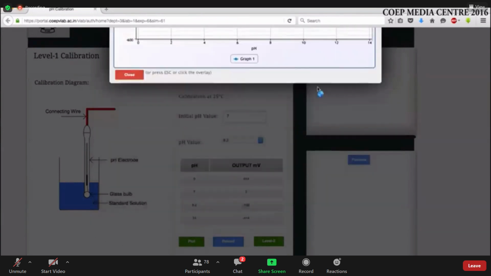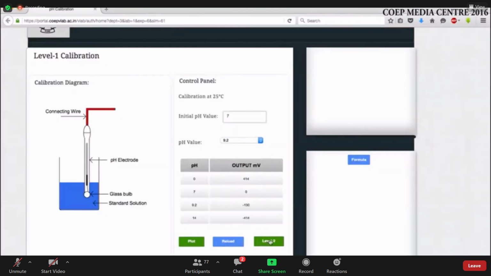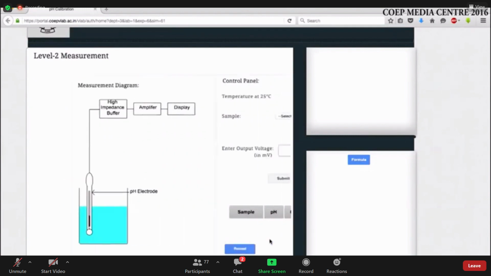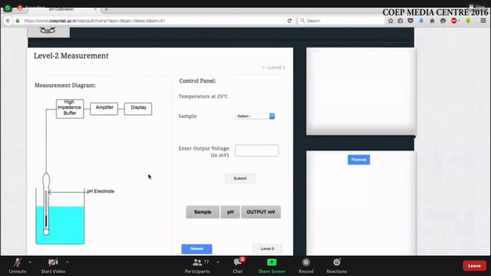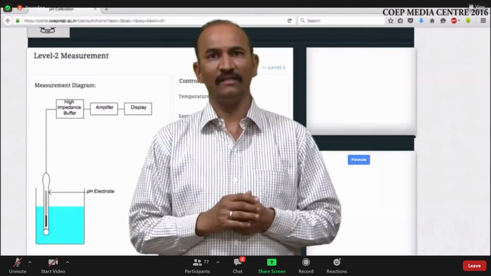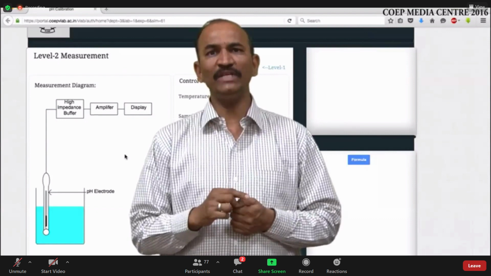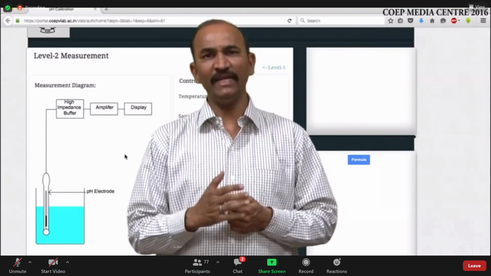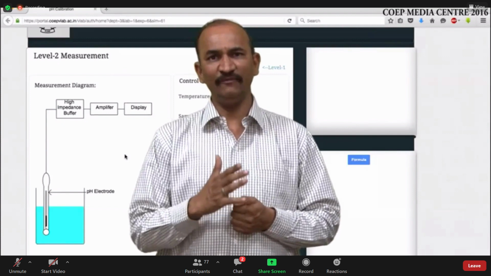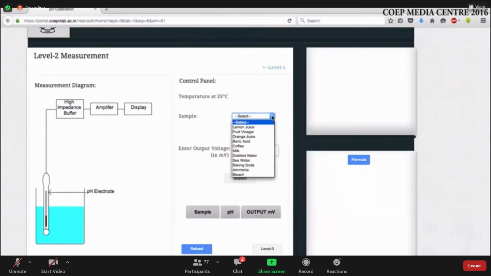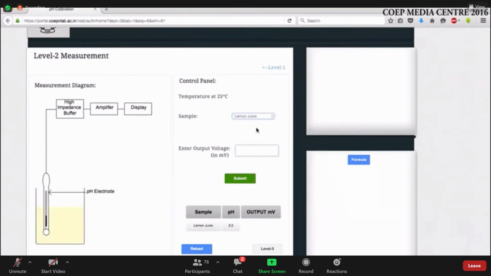Then you will find that the level 2 is on. Now this, if you click on to level 2, this level 2 is developed to indicate the effect of temperature on the measurement of pH. For that, select a sample. For example, I have selected lemon juice as sample. So this is lemon juice in which the pH electrode is immersed.